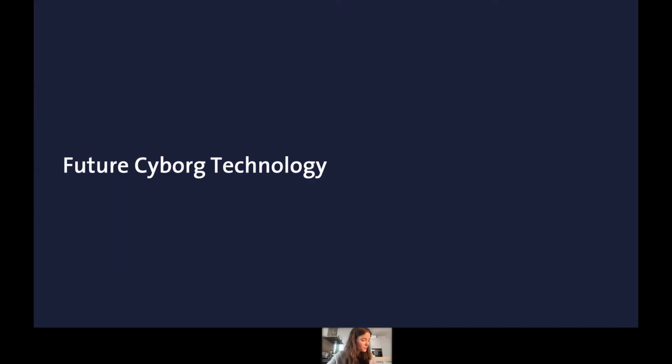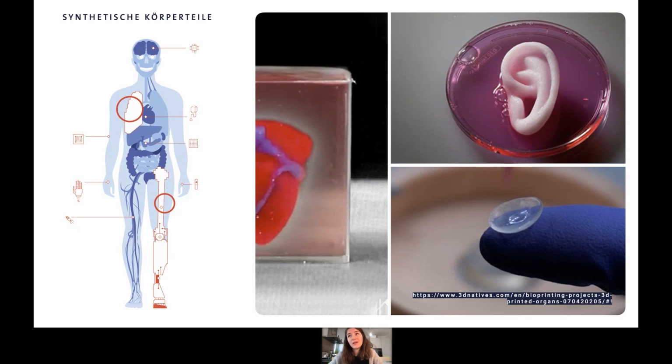What I showed before were technologies which are in research right now, or which almost exist. Now here are some examples of future cyborg technology, which is also in research right now, but not something we can say could be used soon or tomorrow. So one is synthetic body parts.